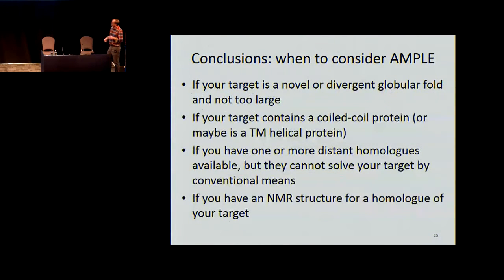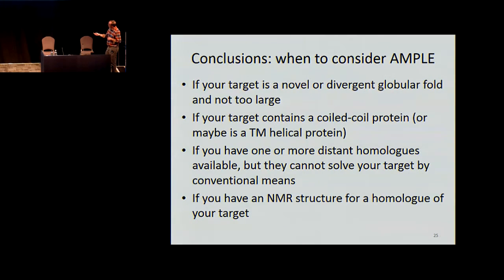So I'm going to finish there with a summary on when you might think of using Ample, when it might work for you. If you have a novel fold or a very divergent globular fold, then you should think of Ample, provided it's not too large. What does too large mean? Well, if you don't have information from contacts, I would say 150, 200 at a stretch. If you do have information from contacts, then you could try up to 250 residues. So, relatively chunky-sized proteins these days.